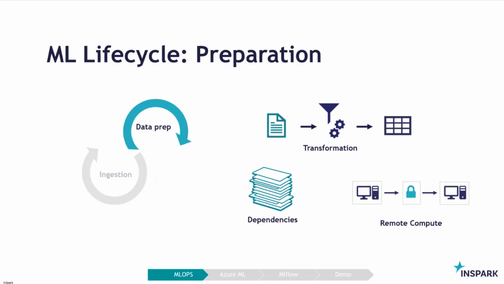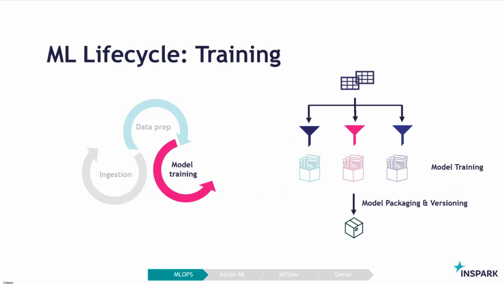But this does, however, mean that you have to manage the remote compute resources, making sure that they're available, making sure that you're able to send the transformation code and have the software dependencies installed on the remote compute as well. So this leaves us with 3 additional challenges: managing the data transformation code, managing the software dependencies, and managing the remote compute resources.